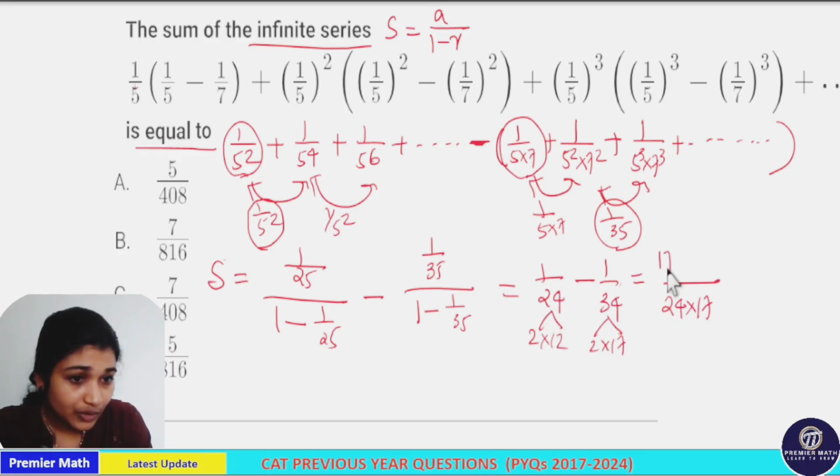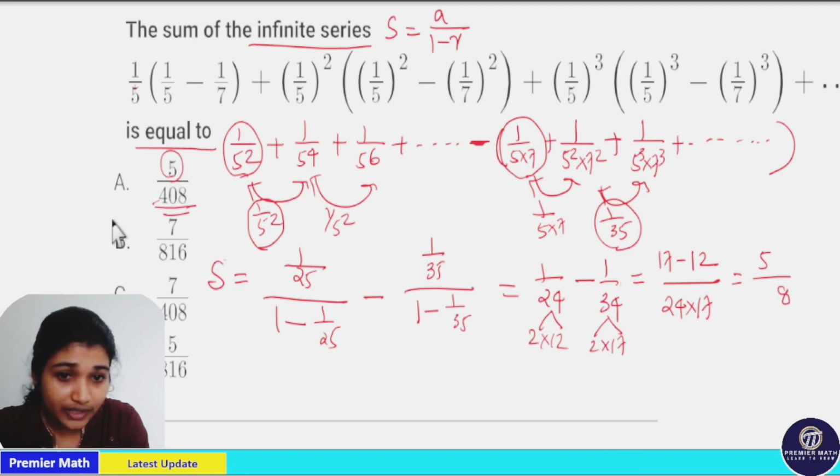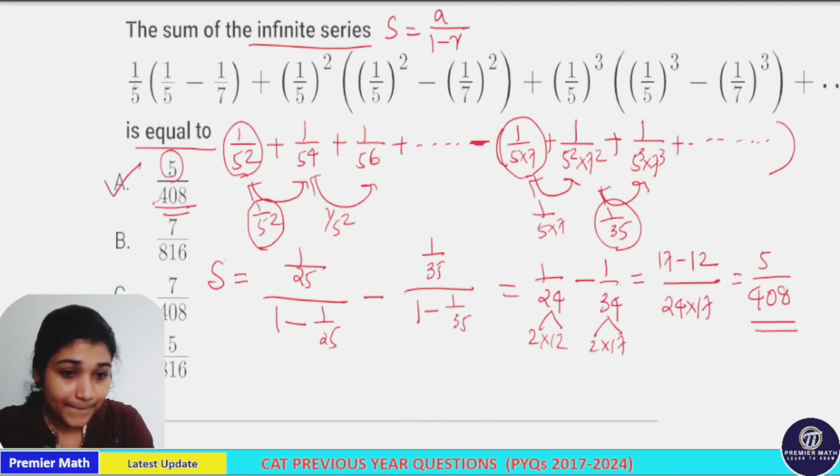Then the numerator will become 17 for the first term, and here we have into 24 into 17, which means 17 goes 2 times in 34, 2 goes 12 times in 24, so 17 minus 12. So 5 divided by 4 into 7 is 28. Unit digit is 8. If you look at this, here the unit digit is 8 and the numerator is 5. So option A is your answer. So this is 408. 5 by 408 is the sum of this infinite series.